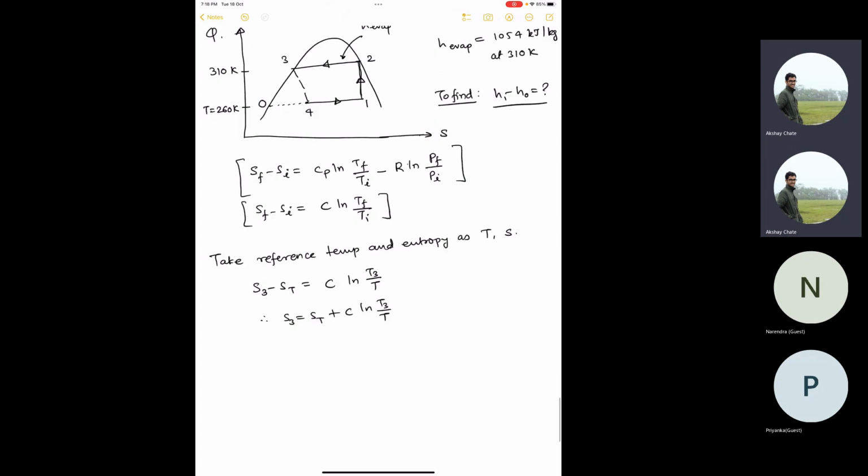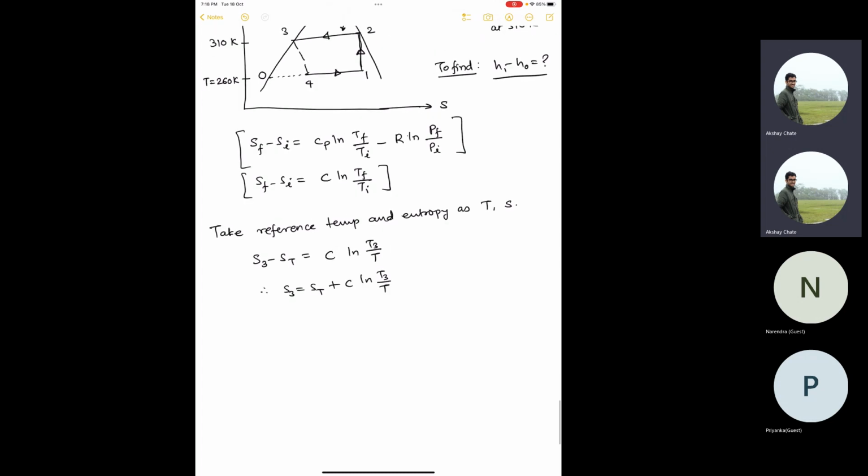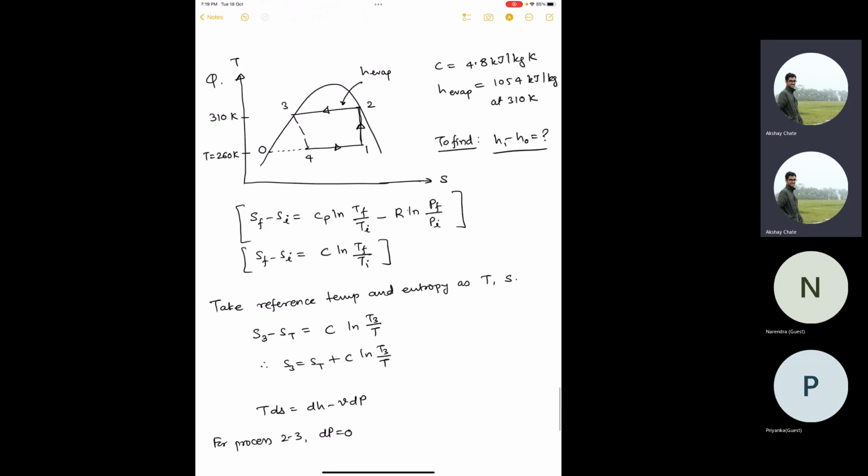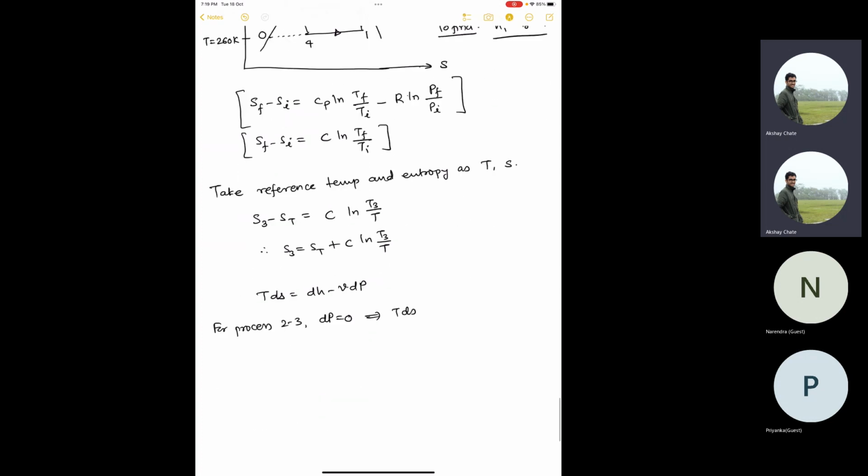Look at the process 2 to 3. It is an evaporation process. So, we know this thing, right? During evaporation, pressure and temperature are constant, right? So, from thermodynamic relation, TdS equal to dH minus VdP. So, for process 2 to 3, dP is 0, right? Because it's a phase change. So, you have TdS equal to dH.